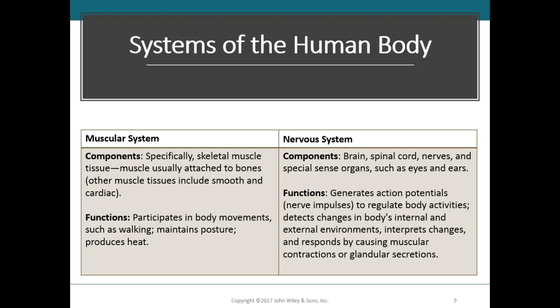The nervous system main components are the brain, the spinal cord, and the nerves, but also special sensory organs such as the eyes and the ears and the nose that we'll look at near the end of the semester. The function of the nervous system is to control and coordinate the body using action potentials or nerve impulses. The nervous system detects changes both inside and outside the body, interprets those changes, and then causes a response as a result of those changes.